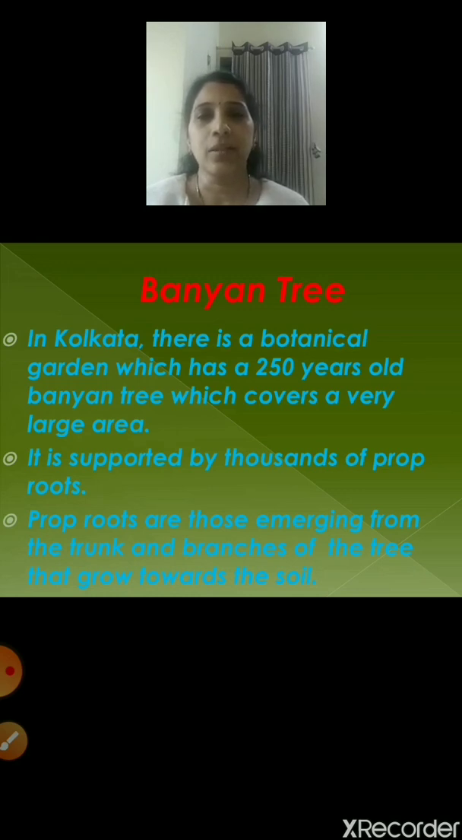In the beginning, the banyan tree had very few prop roots, but as the years passed by, the prop roots started increasing and they started covering a large part of the area.